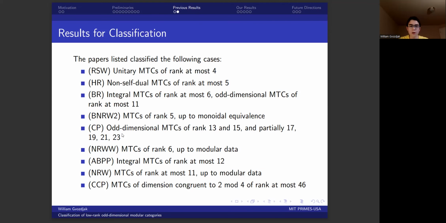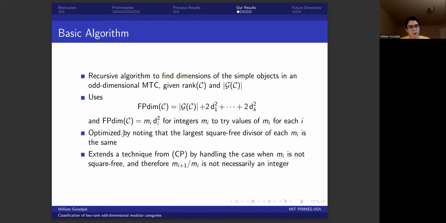So now we'll get into our actual results that we used. In general, the strategy that we use to tackle the cases of rank 17 to 23 was a computational strategy. So we created an algorithm and wrote code in order to try and solve the cases for us.